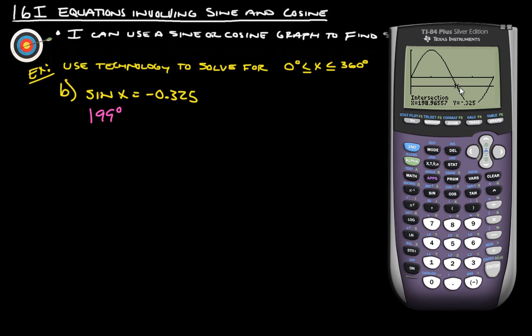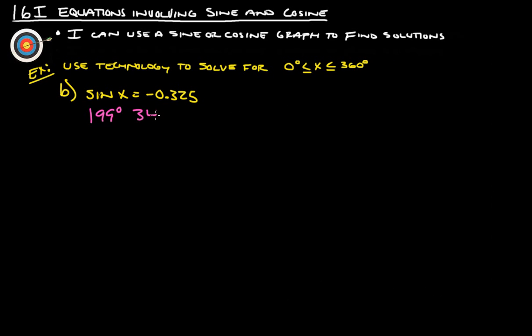Now we also want to find that other intersection point. So second, calculate, intersect. As long as it's at least somewhere in the neighborhood, enter, enter, and then enter again, and it will find the other one, which is about 341 degrees. All right, so there's the two answers.